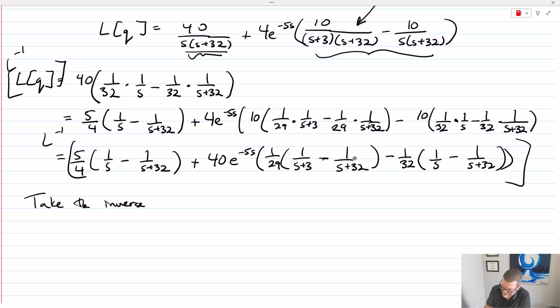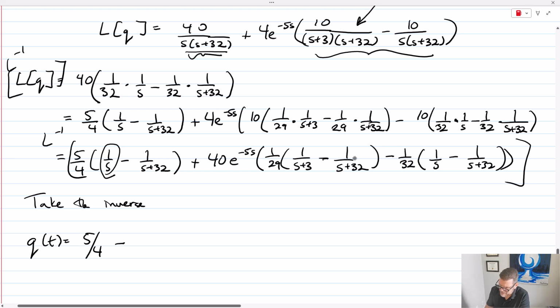L inverse of the left-hand side is going to give me Q of t, which is the function I'm looking for. And then that'll be 5/4, and this is just 5/4 because that's going to be constant, minus 5/4 e to the negative 32t. Plus, and now this is the unit step function, so this is going to be u5 of t. We should say actually 40 times u5 of t.